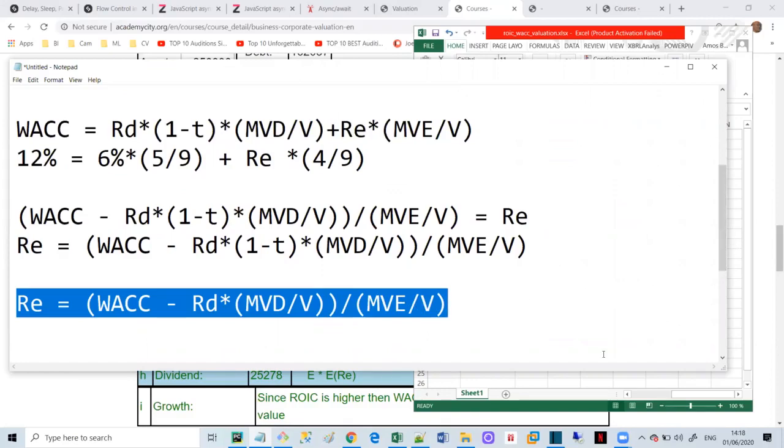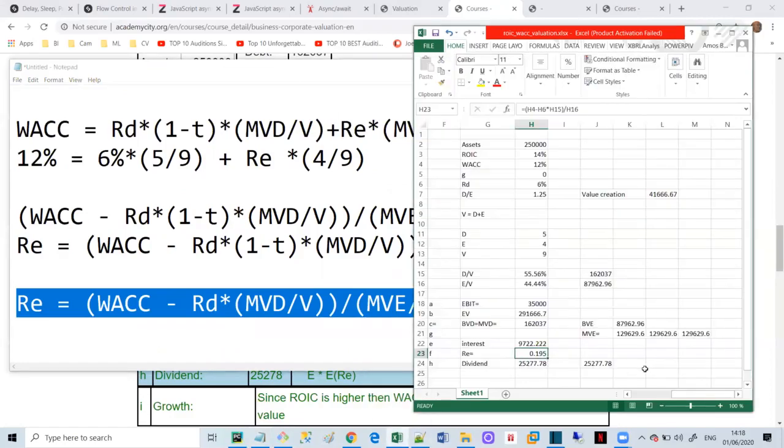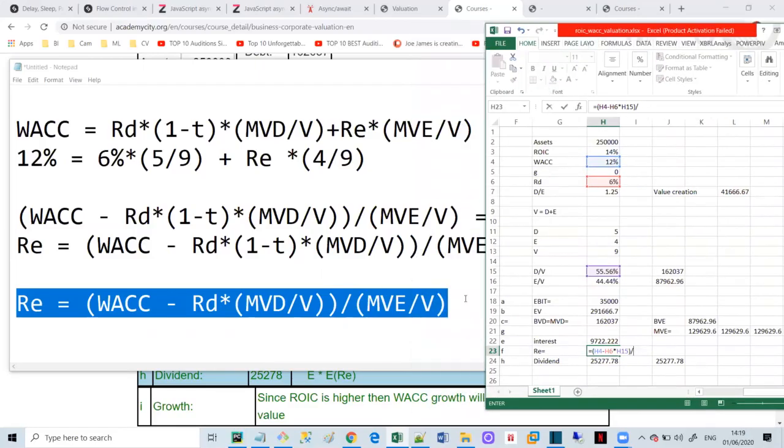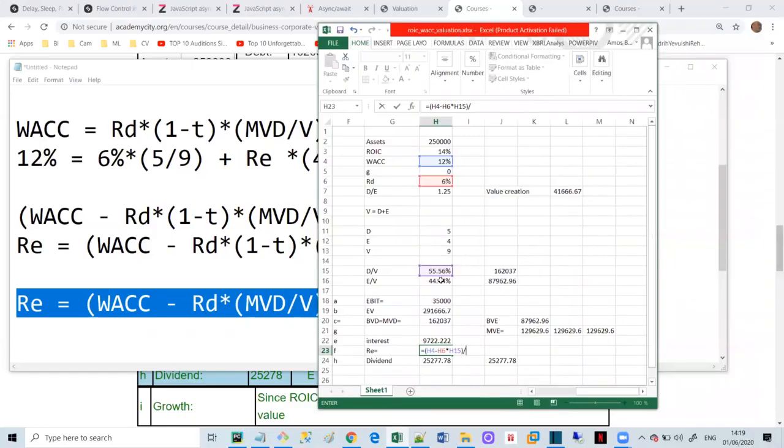So let's do it. I'm going to the Excel, and let's do the whole thing from scratch. Let's open parentheses. We have the WACC. WACC is 12% minus the RD times the percentage. How much is the RD? It's 6%, correct? Times the share of the debt. How much is the share of the debt? 56%. That takes care of the numerator. The whole thing I'm going to divide by the share of the equity, 44.44. That should give me the expected return on the equity using WACC.